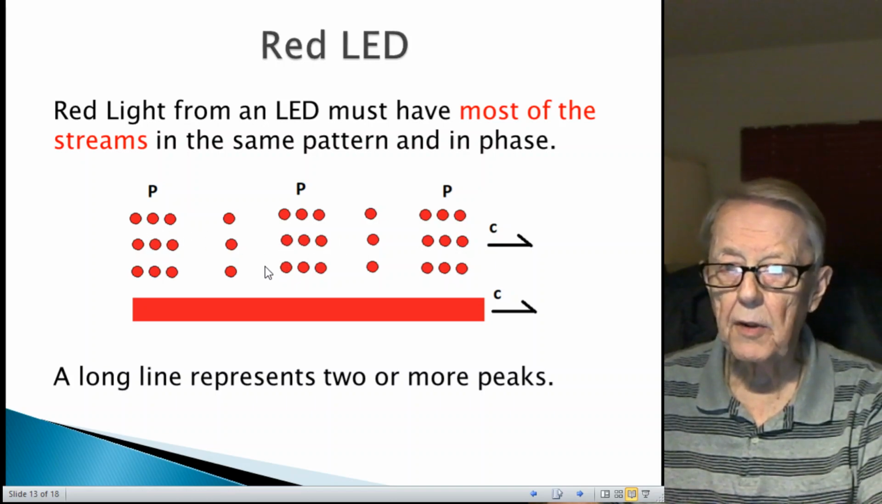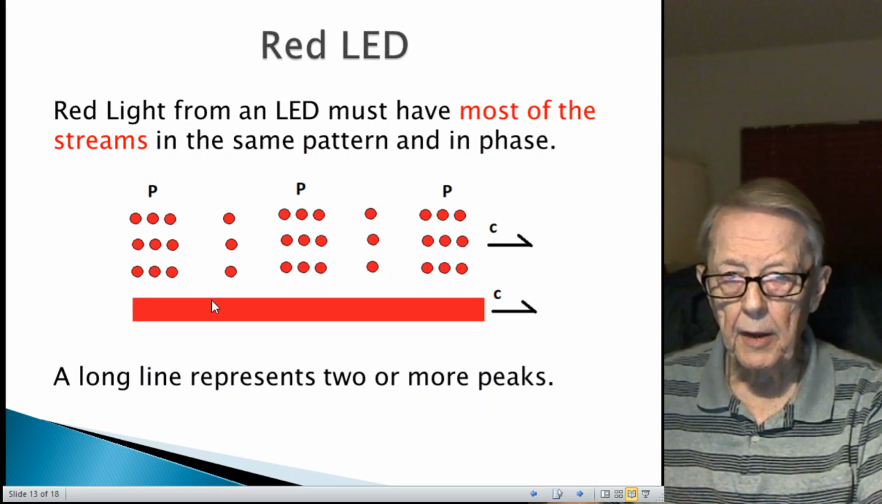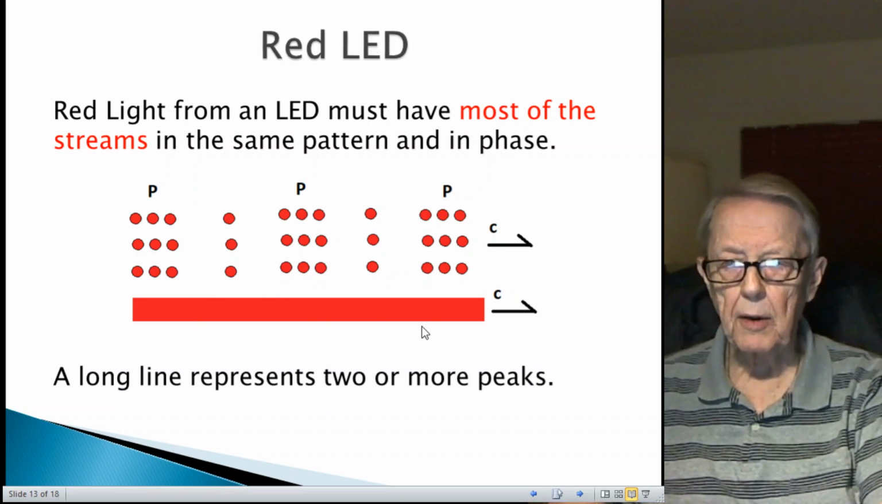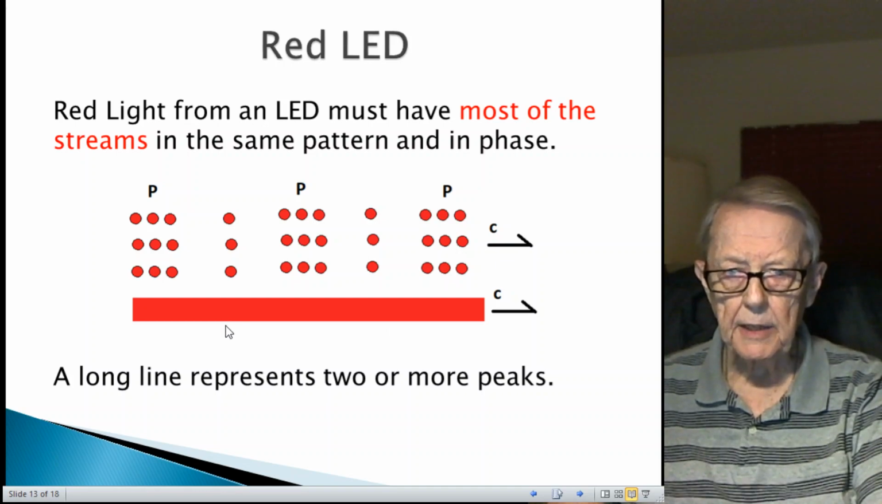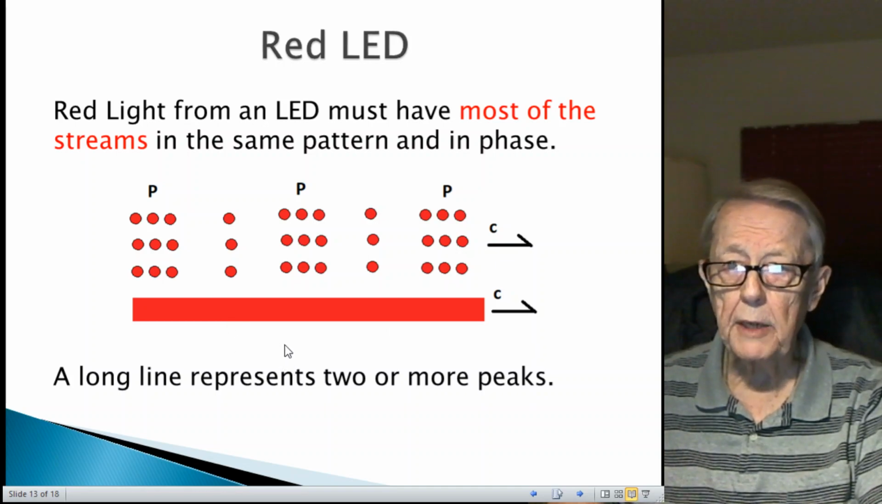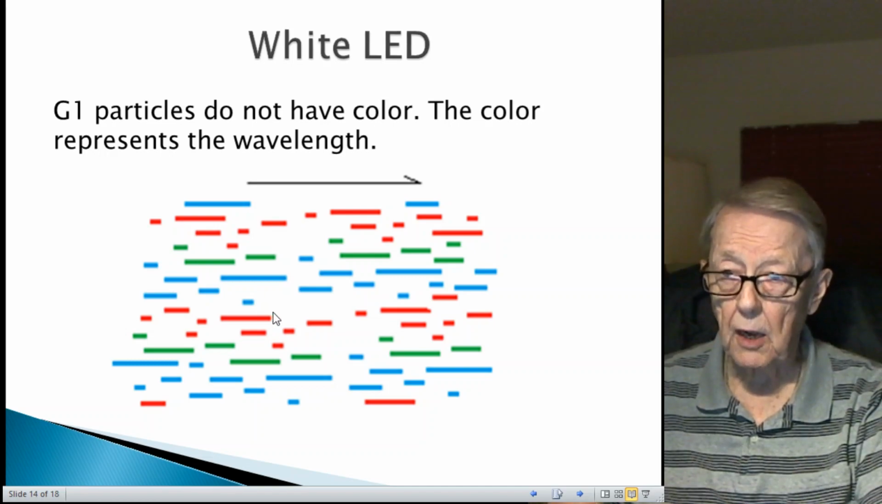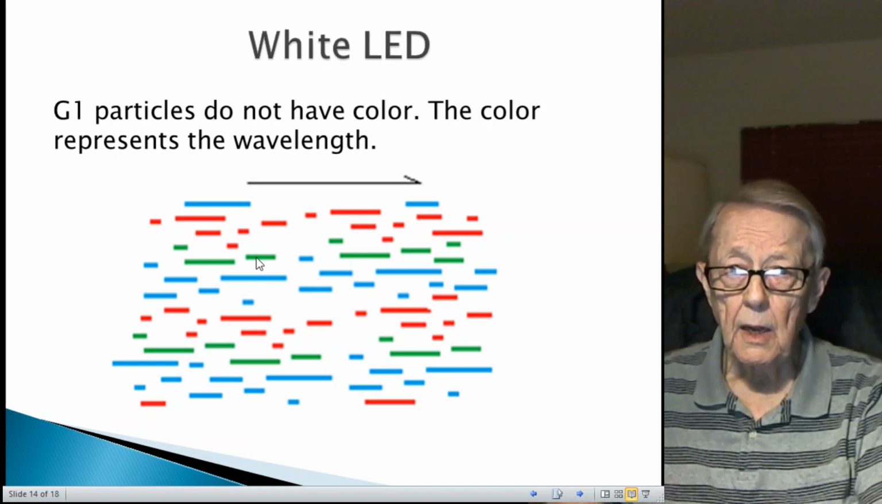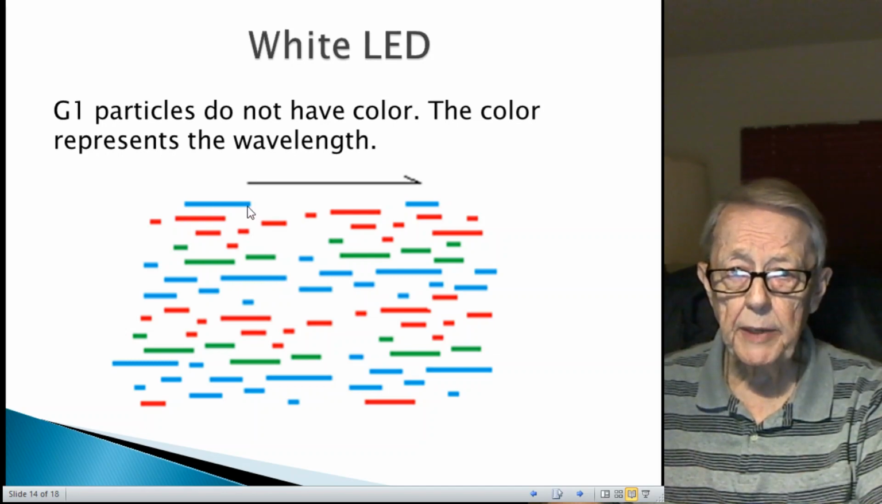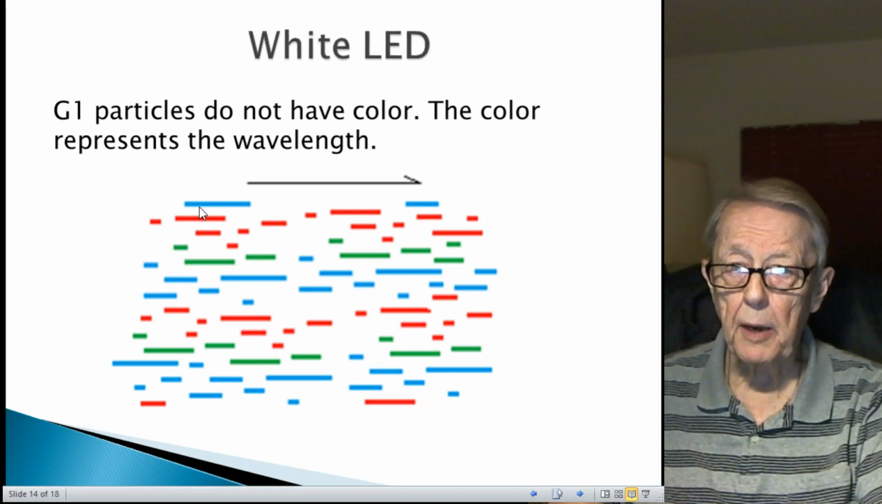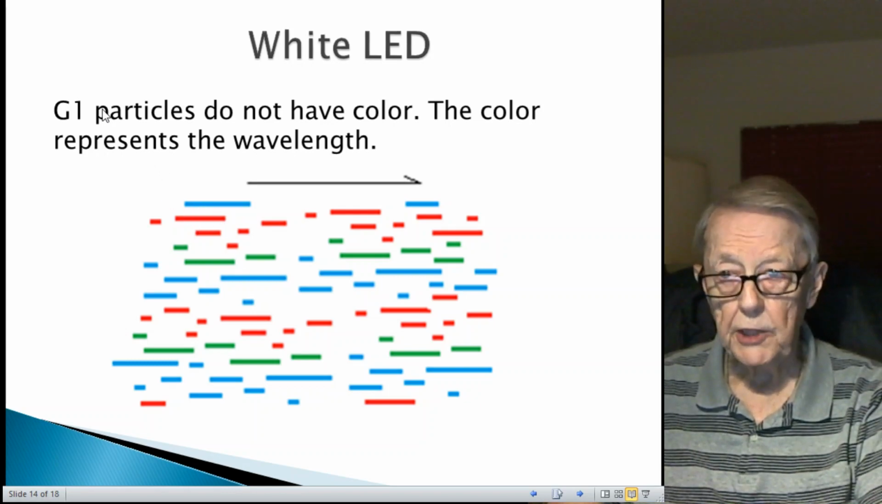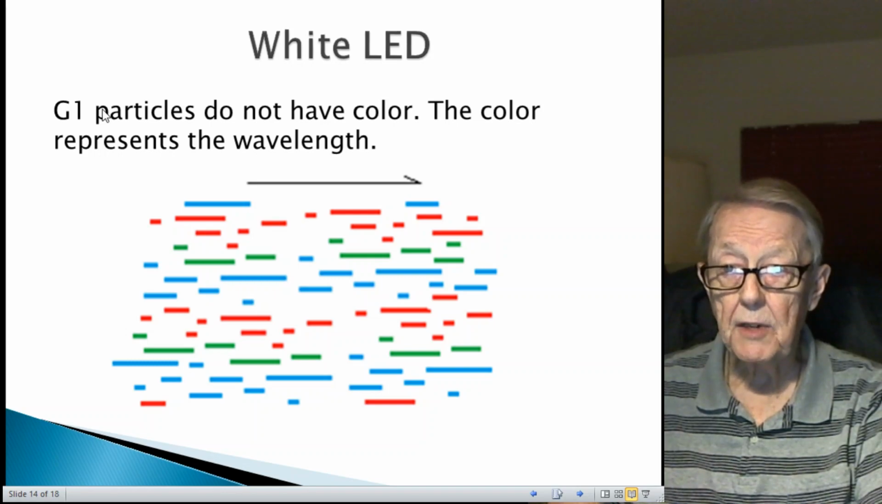Yeah, there can be other stuff there, but the majority of the streams will have peaks spaced at the wavelength of red. Right now I'm just showing this bar to show that a long line like this represents two or more peaks, because white is a mixture of all colors. And these represent streams of G1 particles that have peaks separated by a wavelength that is blue, red, and green. G1 particles do not have color.